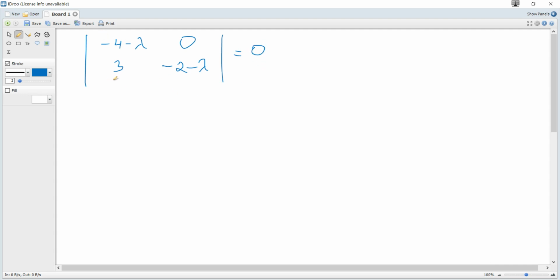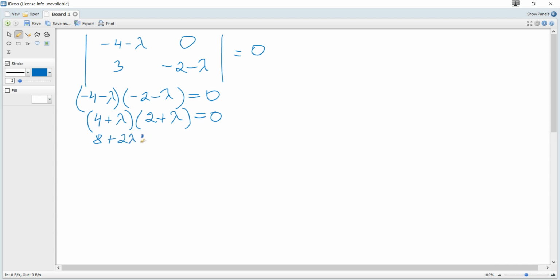How to find the determinant? It's this product minus this product. So it becomes negative 4 minus lambda multiplied by negative 2 minus lambda, minus 0, is equal to 0. You can see that we can factor out a minus here and a minus here. It's plus, or it actually doesn't matter because the product is equal to 0. So we can rewrite it to be easier: 4 plus lambda times 2 plus lambda is equal to 0, and let's expand.